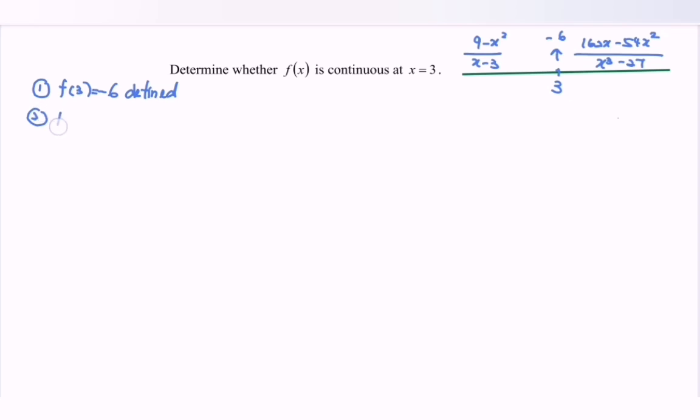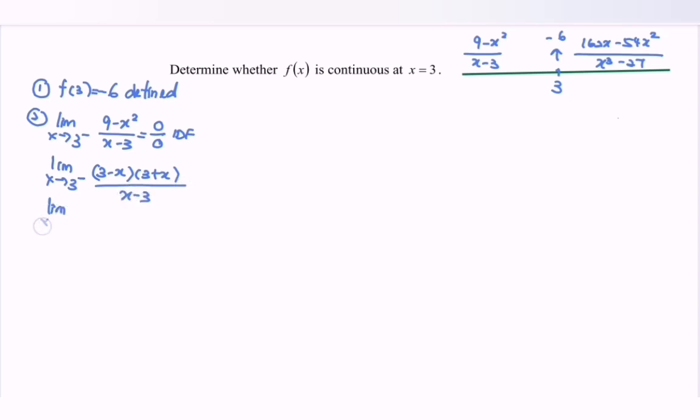Condition number 2, the limit as x approaches 3 from the left. The function will be (9 minus x squared) over (x minus 3). If we substitute the value, we will have the indeterminate form. For this question, the suggested strategy will be to factorize. So the limit as x approaches 3 from the left: here we have (3 minus x)(3 plus x) over (x minus 3). Kindly factor out the negative.